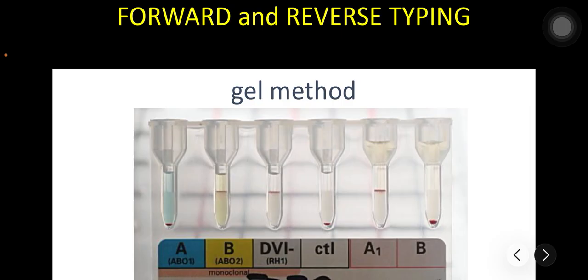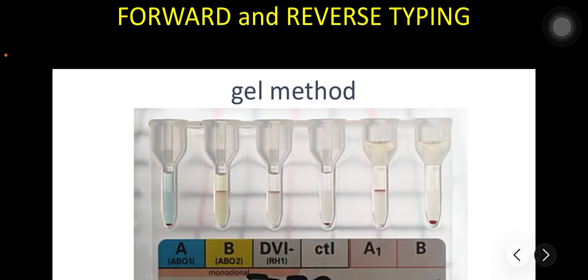results. So for the principle, each microtube in a gel card contains dextran acrylamide gel particles that act as a molecular sieve. During controlled centrifugation, large agglutinates are trapped at the top of the gel, while smaller agglutinates travel further down. Unagglutinated or negative red blood cells pass through the gel entirely and form a solid pellet at the very bottom of the microtube. So forward typing in gel is used to detect the ABO and RH antigens on a patient's red blood cells.